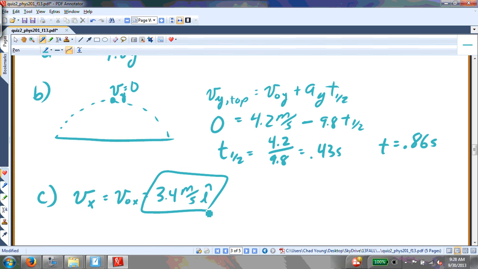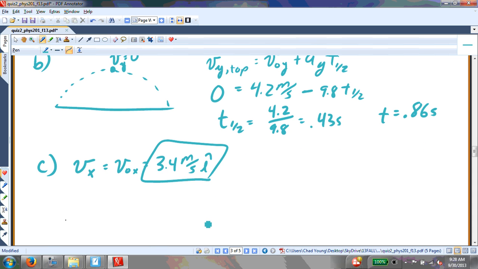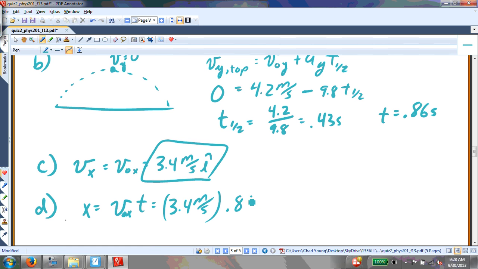For part D, I want to know what horizontal distance has the object traveled at the end of its trajectory. So when y equals 0, I just need to calculate x, which is V naught x times t. It's going to be 3.4 times 0.86 seconds, 2.9 meters.